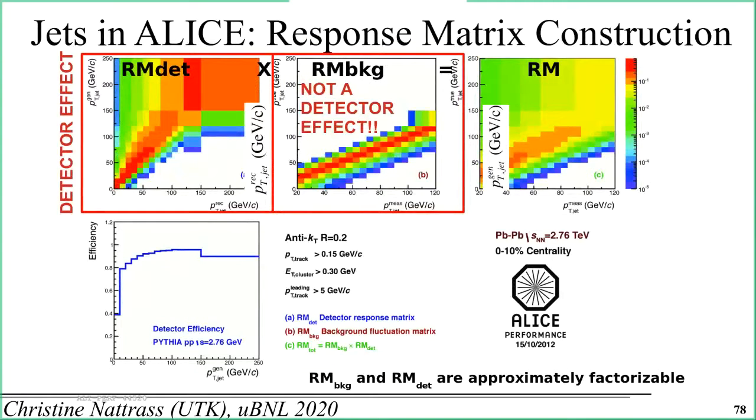You unfold to the particle level, so what you should do is, let's say you use Pythia, you run your Pythia event through Geant, and then you run your jet finder on the final state particles in Pythia, and you run your jet finder on the tracks you reconstructed in that simulation, and you match the jets.